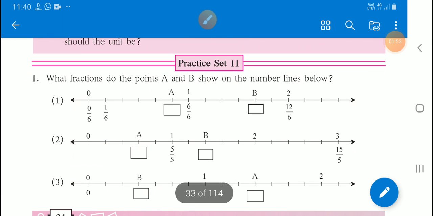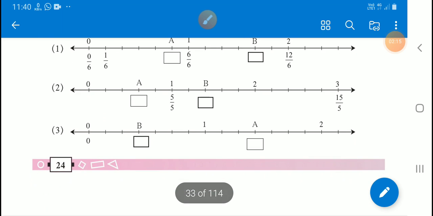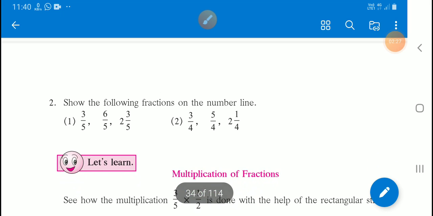Next, a practice set is given in your book. You have to complete the boxes from that practice set. Here look, in the first example the denominator is 6, so 0 to 1 is divided into 6 equal parts. Next the denominator is 5, so 5 parts will be there. In the last one they didn't give the parts, but you have to count the parts and then give the denominator. And write down the questions in your notebook.